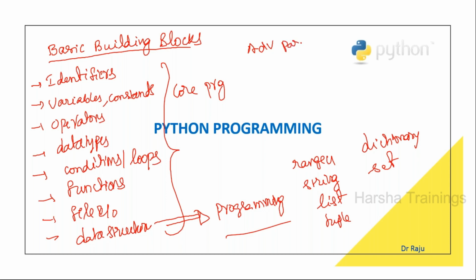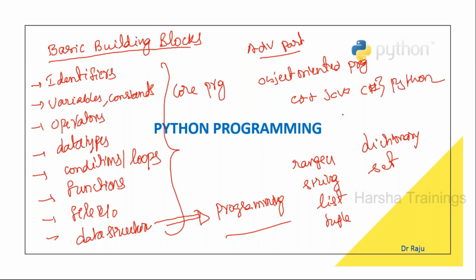The advanced part consists of object oriented programming. Now, like C++, Java, C#, all these are object oriented languages. Python is also a pure object oriented language. Here we should learn about abstraction, encapsulation, inheritance, polymorphism. Once you know these four concepts, you will be good in object oriented programming.